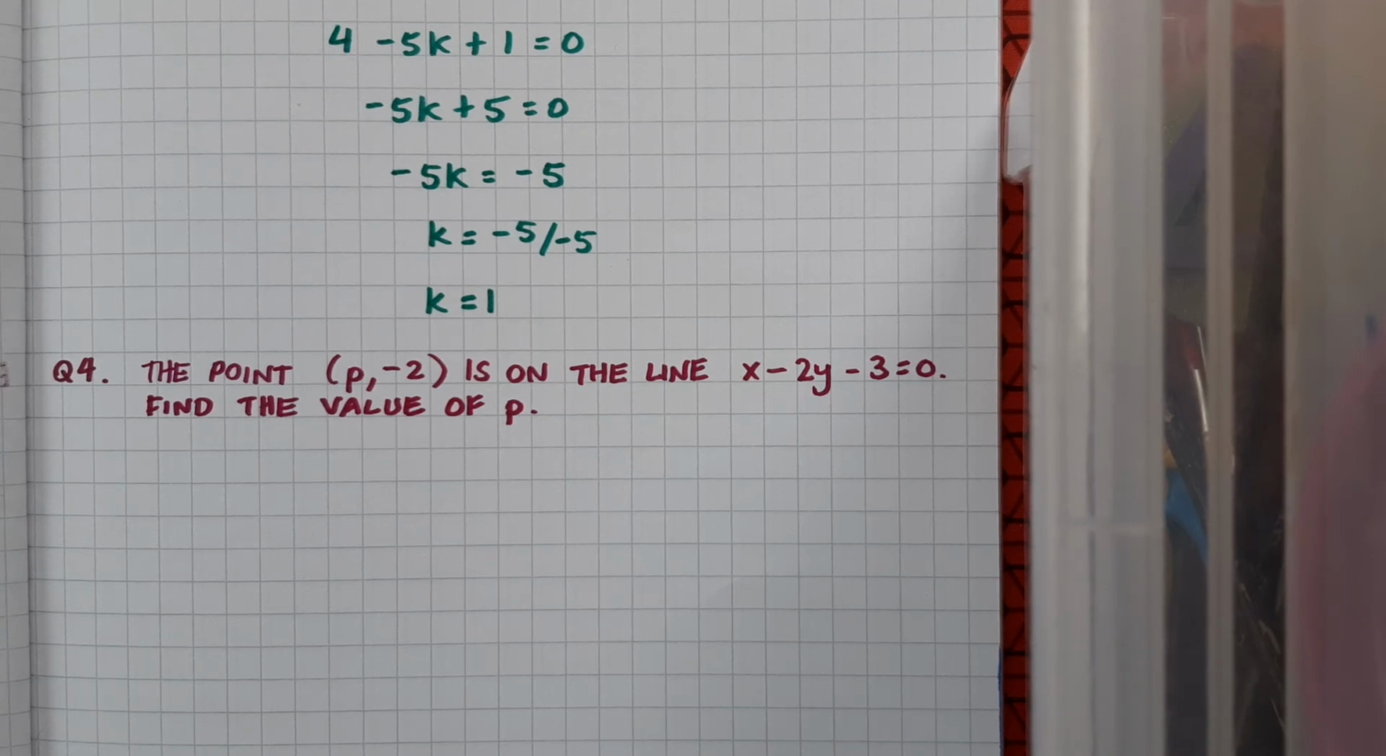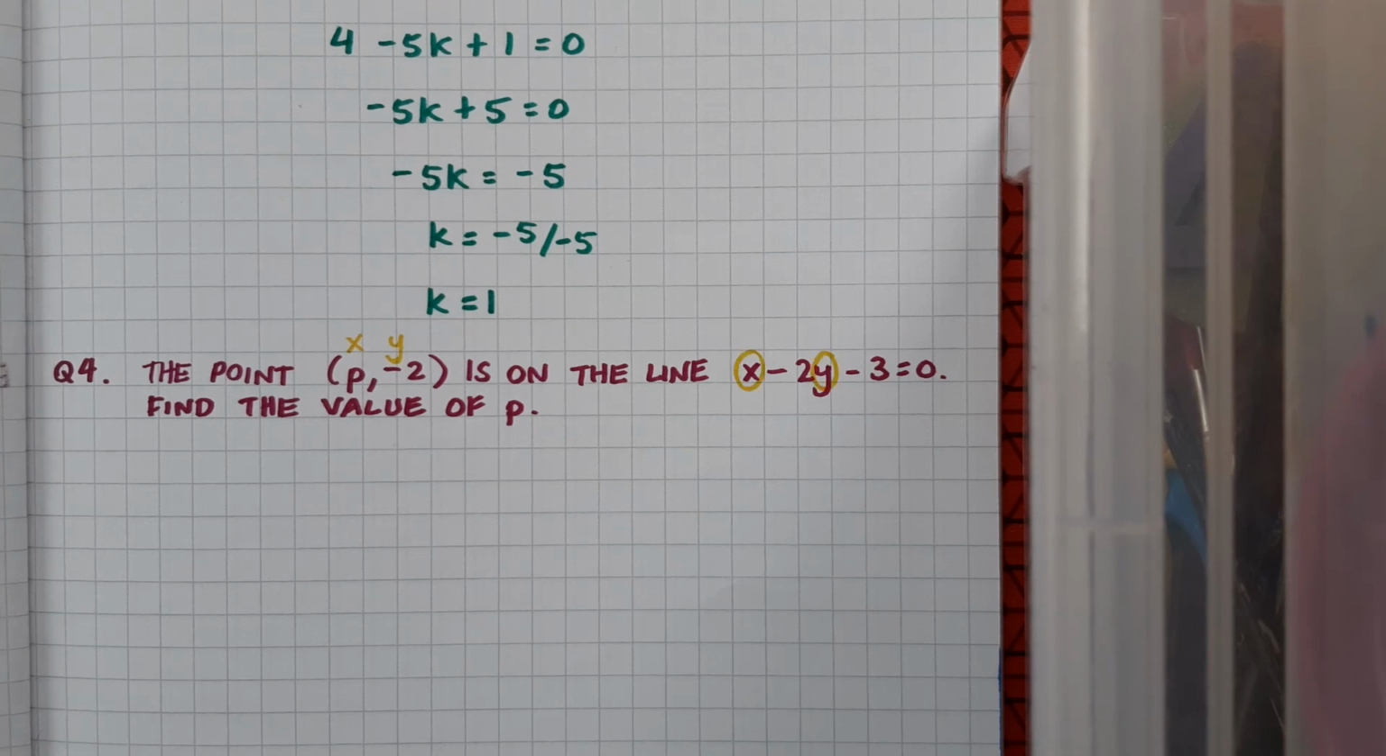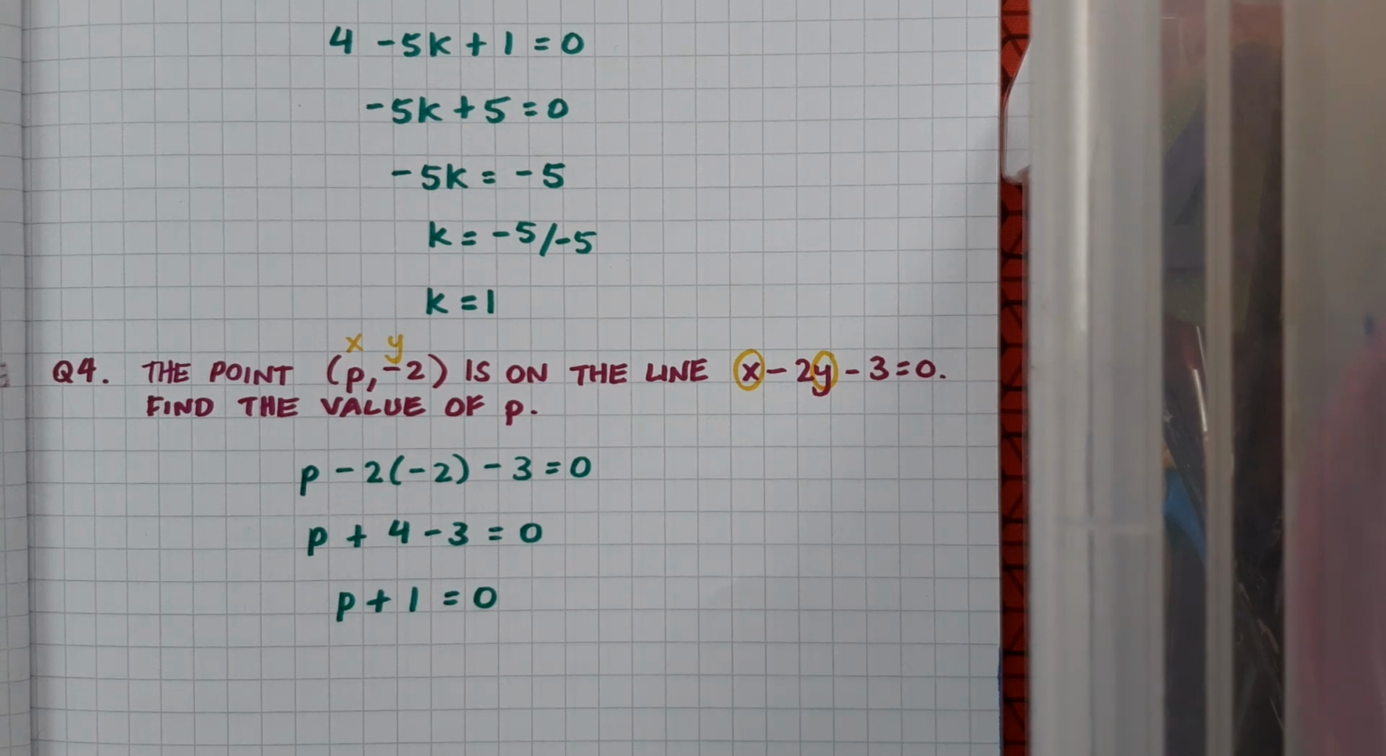Okay, so I'll label my point x, y, and I'll substitute that in then for x and y in the equation. So we've got p minus 2 times minus 2 minus 3 equals 0, and then I'll just tidy that up a little bit. So we have p plus 4 minus 3 equals 0. Putting my constants together, I've got p plus 1 equals 0, and then I'll keep p on the left and push the plus 1 over to the far side. So my solution there is p is equal to minus 1.